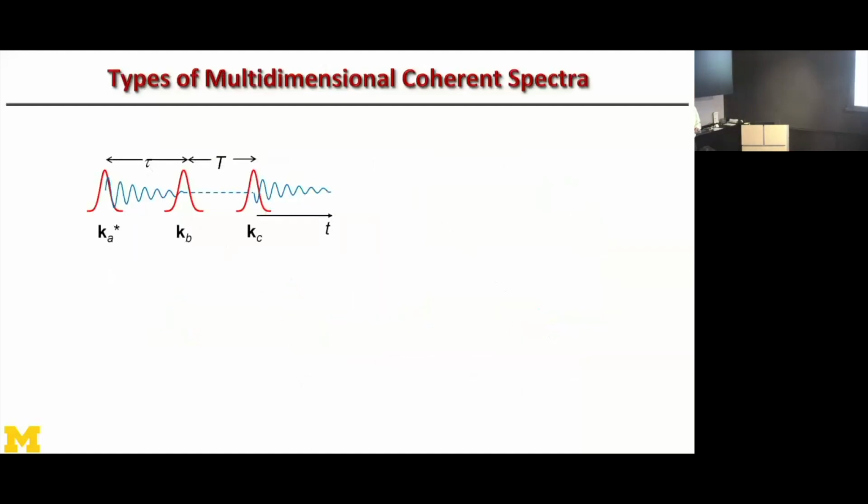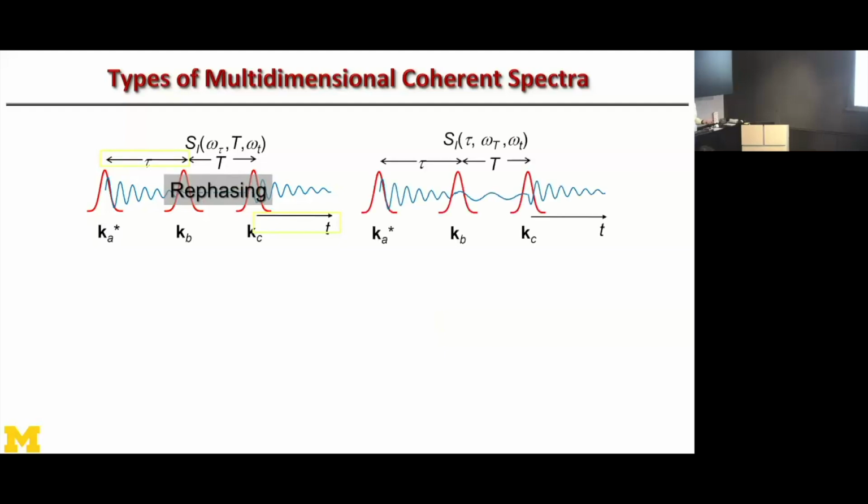Okay, so we can do different types of multidimensional spectra. So this is the one I've been talking about. We call this, so again, we're Fourier transforming with respect to the first and the last delay, and the conjugated pulse is first. We call this a rephasing spectrum, because it undoes inhomogeneous broadening, just like the photon echo.